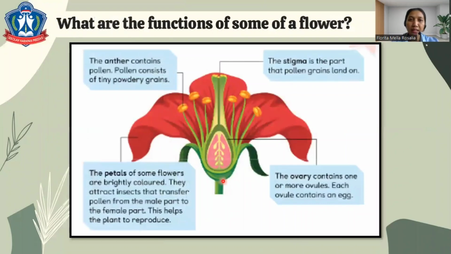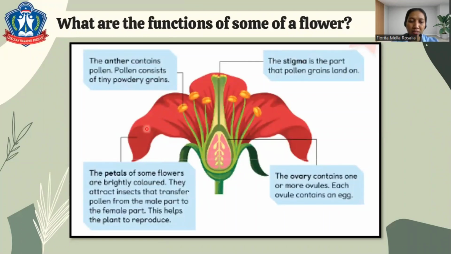And then here each part of the flower will have a different function. The first one is the anther. The anther here contains pollen. Pollen consists of tiny powdery grains. And then we have stigma. It's the part that pollen grains land on.